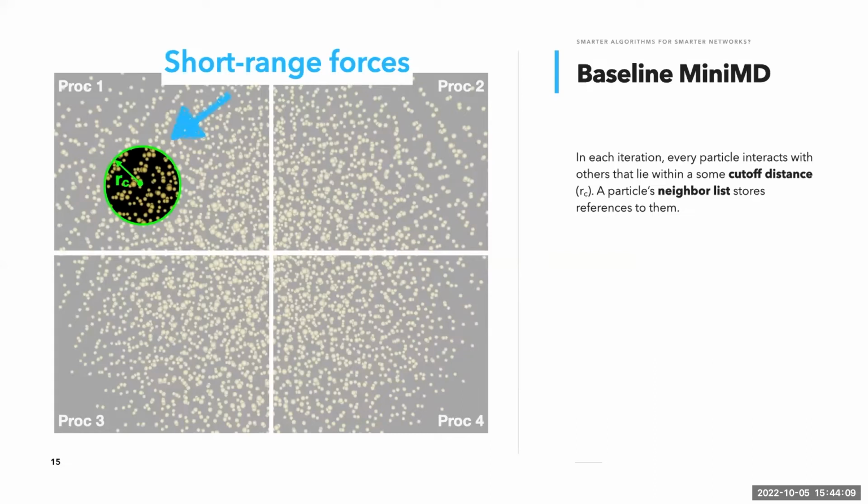During the simulation, the particles move. So some particles can move out of the circle or come inside. Therefore, these neighbor lists must be updated. But those updates are very expensive.